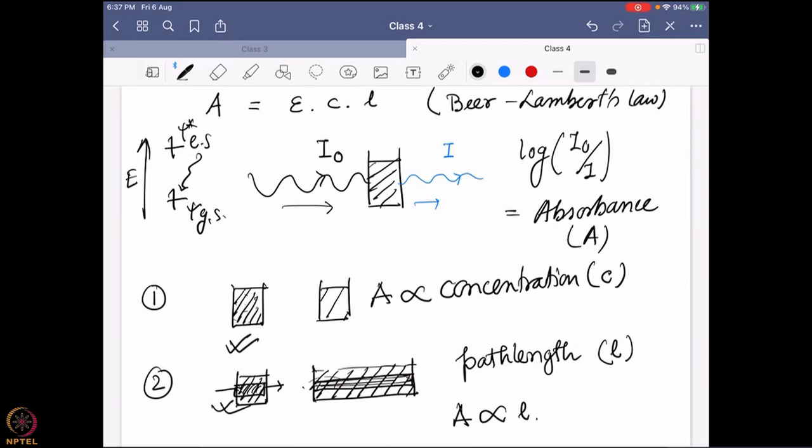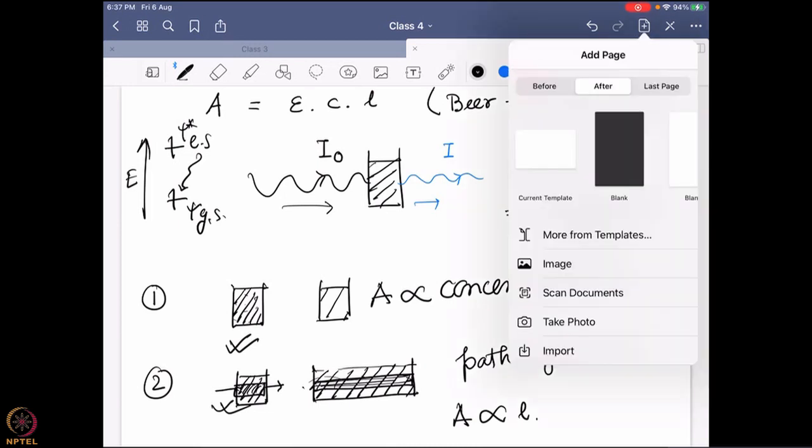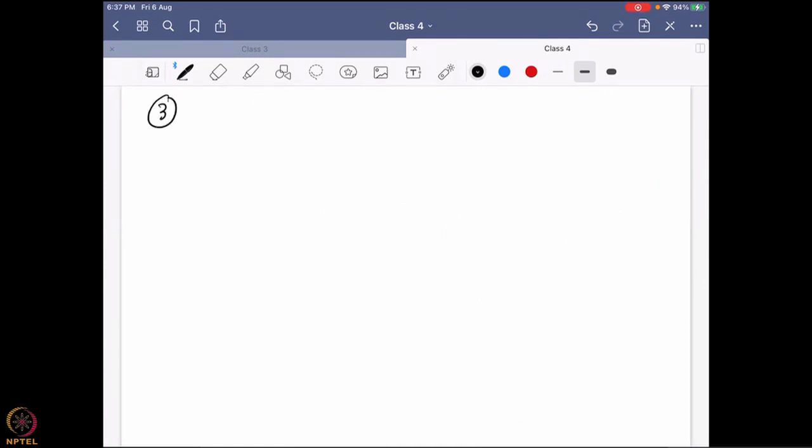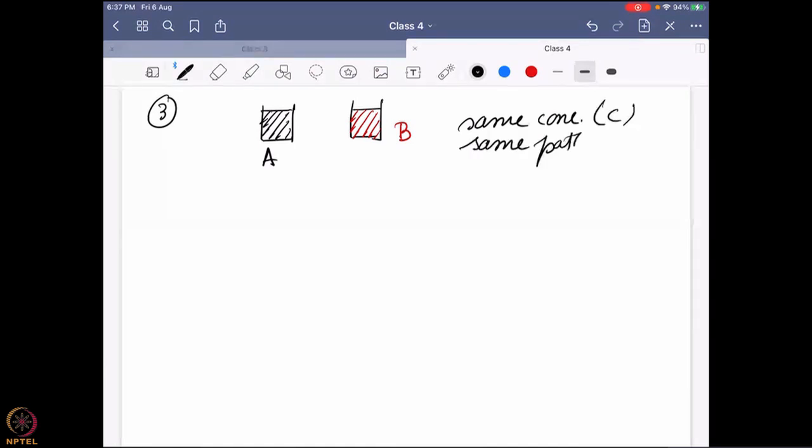Now comes the third term, the epsilon value. So what is this epsilon value? Say I take two cuvettes of the same size, same path length, same concentration, but what is different is my sample. This is sample B, this is sample A. Same concentration, same path length. Are these two systems going to show the same absorbance? Not really. The absorbance can be different, and most of the time they are different.